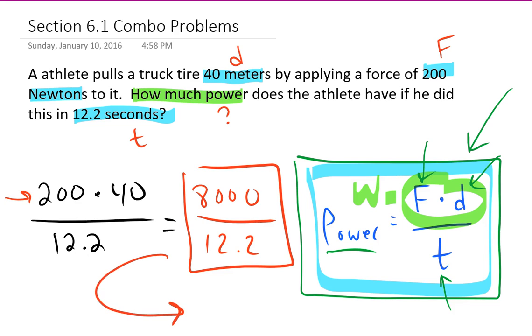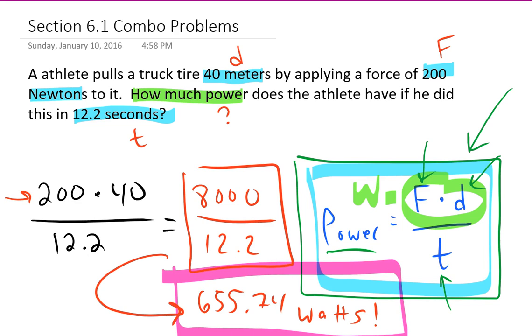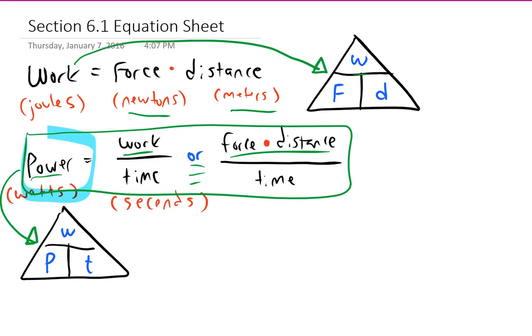Now, I'm going to do my last step, which is to divide these two numbers, and that's going to be my answer. So 8,000 divided by 12.2 gives me my answer. How much power do we have? We have 655.74 watts. And in that problem, that's our answer. So if it's asking for power, and you have force, displacement, and time, basically newtons, meters, and seconds, you use our combo equation, which is power equals force times distance divided by time.